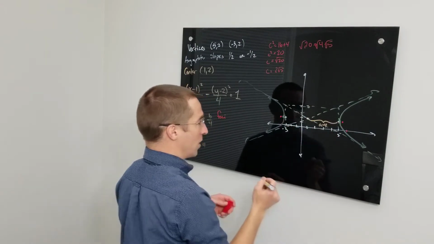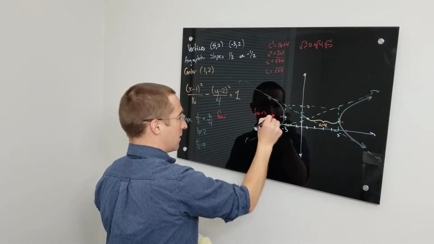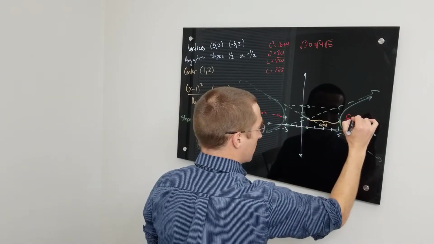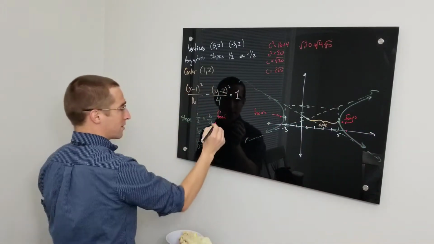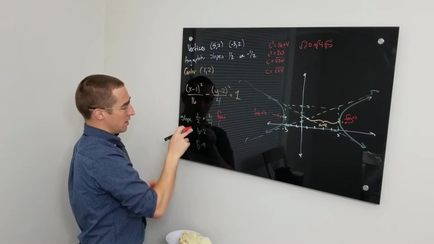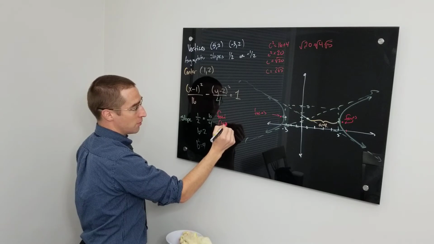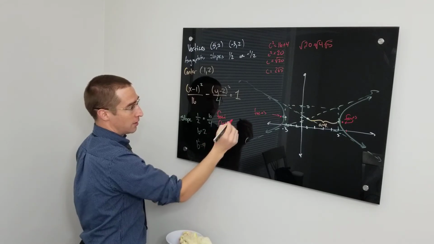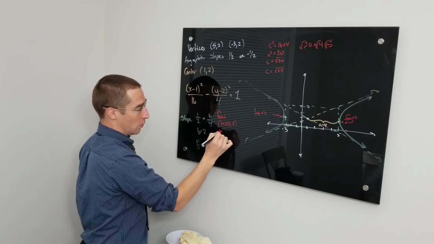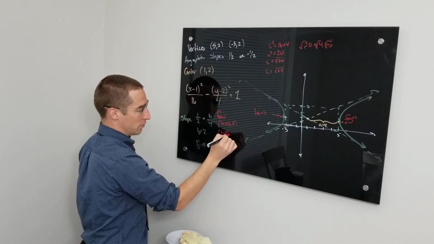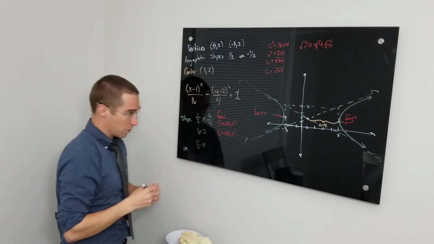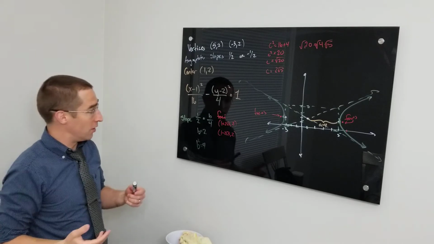So the foci are these red dots, so focus right there, focus right there, and the points are going to be the center, which is 1 plus 2 root 5, comma 2, or 1 minus 2 root 5, comma 2. Those are my two foci. And now we've got all that we need.